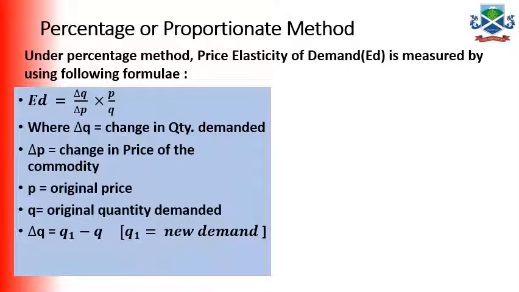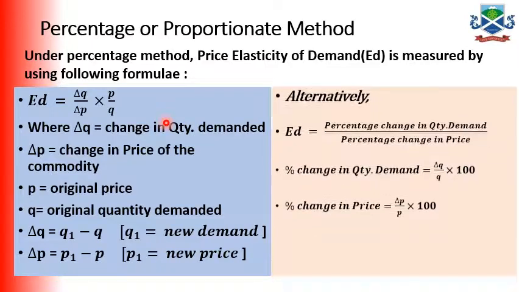Delta Q is equal to Q1 minus Q. Q1 means new demand. What is the change in demand? New demand minus original demand. And similarly, delta P is also new price minus original price. P means original price, P1 is new price. So that's how we calculate by using this formula. ED is equal to delta Q by delta P multiplied by P by Q. This formula you have to remember.